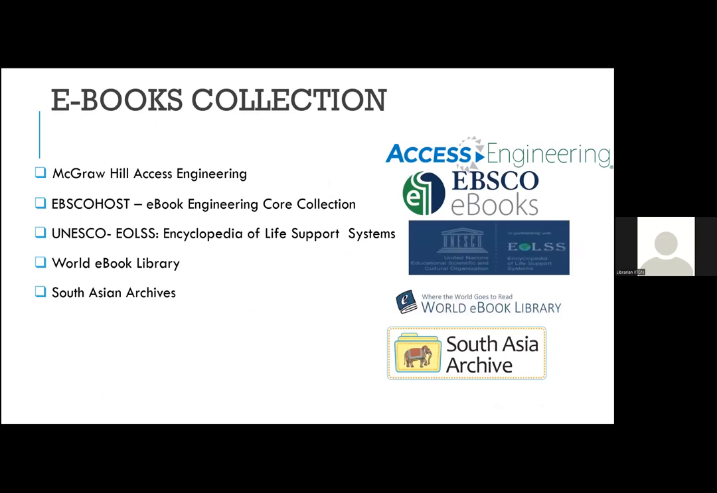And when it comes to electronic books, McGraw-Hill Access Engineering is one collection which has reference books, handbooks, and encyclopedias, plus textbooks. And then we have EBSCOhost. This has about 5,000 engineering core titles. This is aggregated content. The other one that I was talking about is EOLSS, Encyclopedia of Life Support Systems. It's nothing to do with the life sciences, but it's something like a Britannica. Almost 30 plus encyclopedias are put together into one database, and it doesn't cost much.